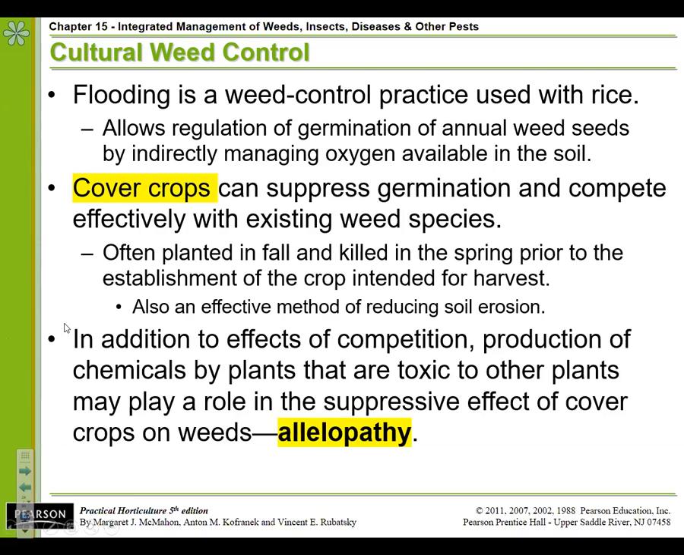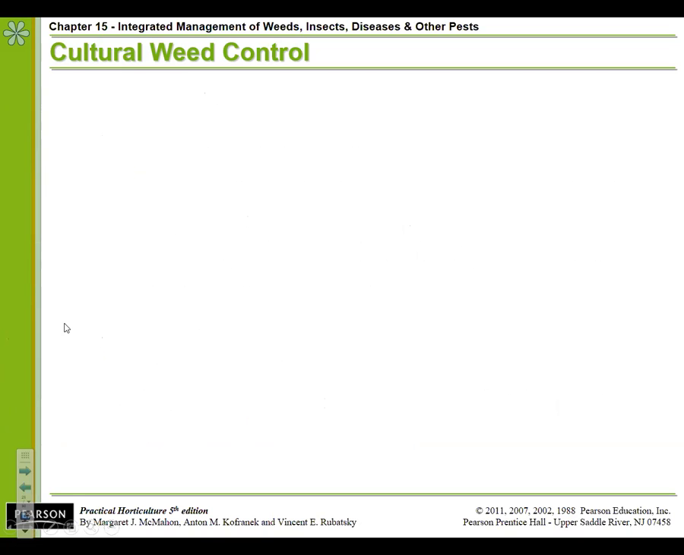I should mention the whole allelopathy issue. It can kind of go both ways. Weeds can influence our crops by spreading these chemicals that can affect our plants, or we can use cover crops that have an allelopathic effect to suppress the weeds. So it can kind of go both ways there.